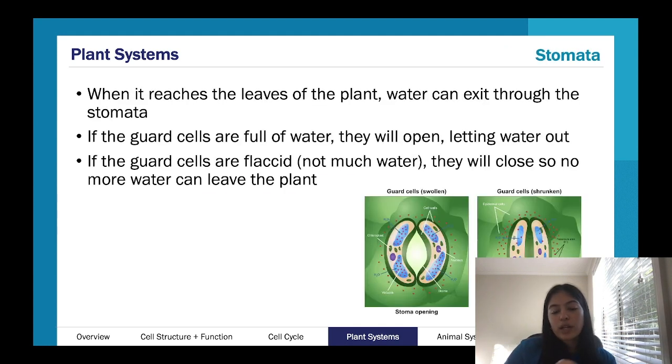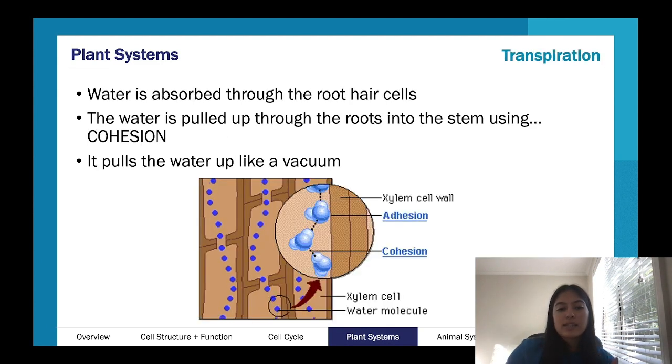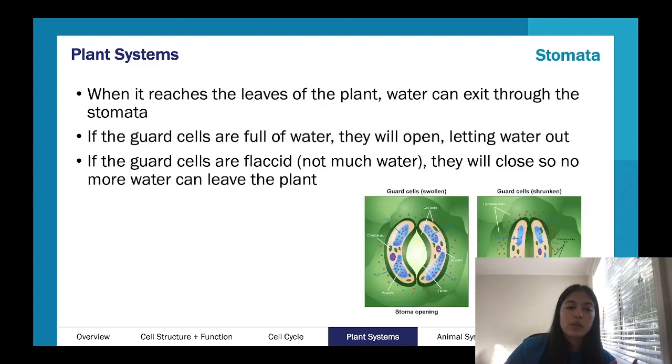So something else important with water is this idea of stomata. So you can see here, this is open, and this is closed. And the stomata are the actual holes in the plants, and the things that open and close them are guard cells. So we're getting this idea of water going up, up, up. So once we get to the peak, the leaves of the plant, water can exit that way basically.